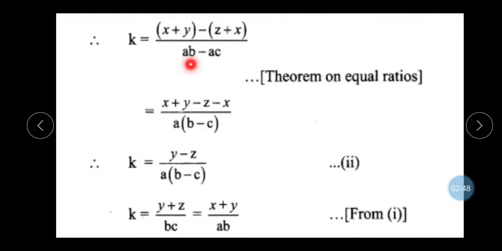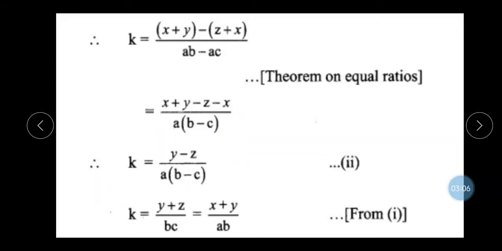So solving this, x and x will get cancelled as one is positive and other one is negative. So it will get cancelled. What remains is (y minus z) upon a into (b minus c). Let us give this equation 2. This is one part of your question solved.